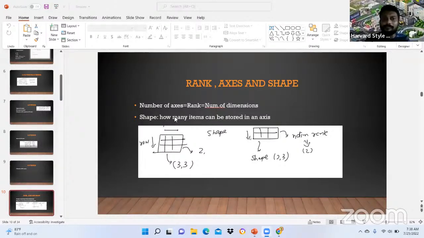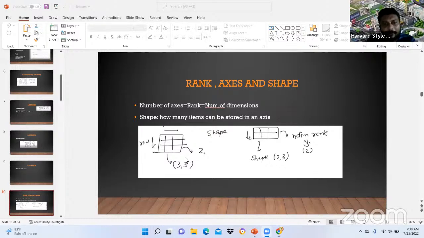Okay, what is this one? If you want to identify the number of dimensions, we'll see how we get it by using the NDIM command. We can get the number of dimensions. What is called the shape? How many items can be stored in one axis? In one axis, how many items can be stored? That is called the shape.